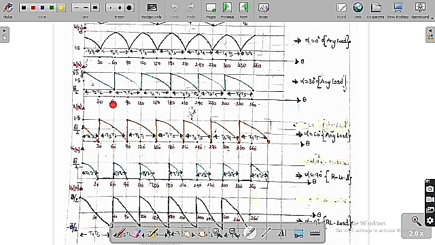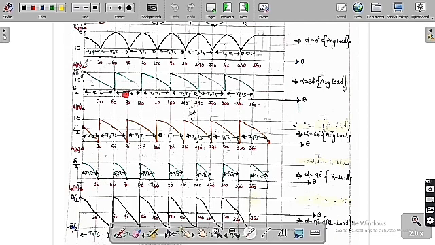T2 is going to conduct from 90 plus 30, which is 120. So from 60 to 120, T1 and T6 are going to conduct, then from 120 to 180 each interval is 60 degree. Then T1, T2, again T2, T3, again T3, T4, again T4, T5. Same phenomena we are going to get.